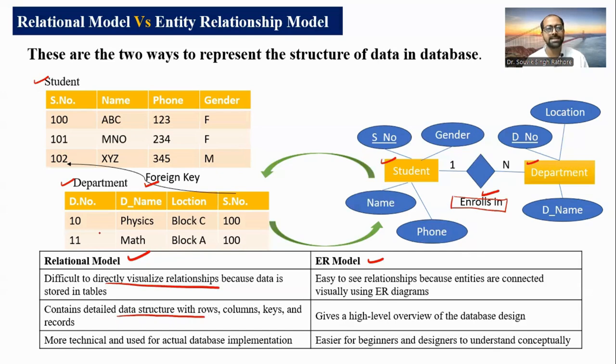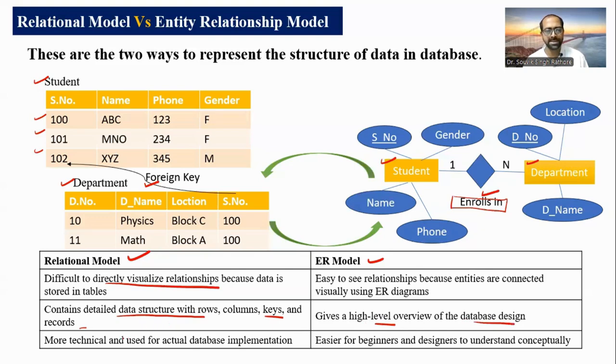The next difference is that the relational model contains a detailed structure. That is, it has details about the data in the form of rows and columns. Then we have keys and records. But in the ER model, we don't have the detailed information. How many students are there or how many departments are there? That data is not clear. So it's a high level overview of the database design.